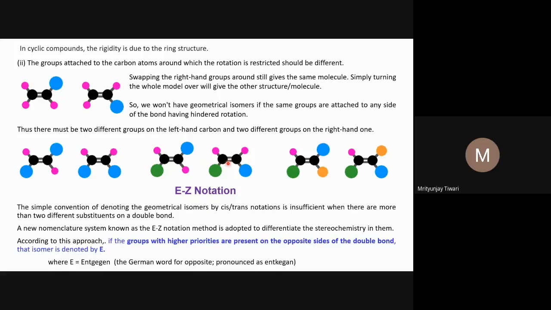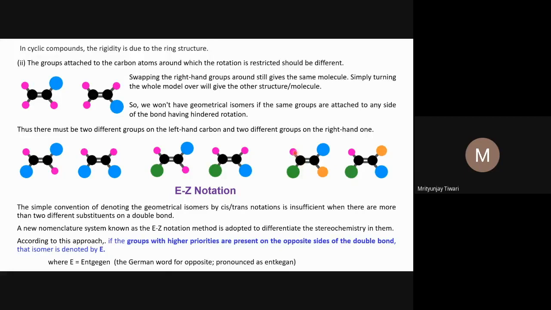And even if all four groups connected to the double bond carbons are different, we also see geometrical isomerism. So this is pink, green attached to this carbon atom, and orange and blue attached to this carbon atom. The geometrical isomer of this will be just changing the orientation of these two groups, or maybe keeping this one fixed and changing this one. So it can have different isomers.